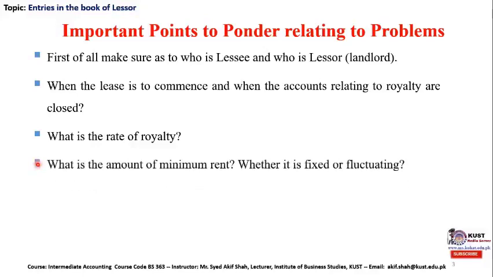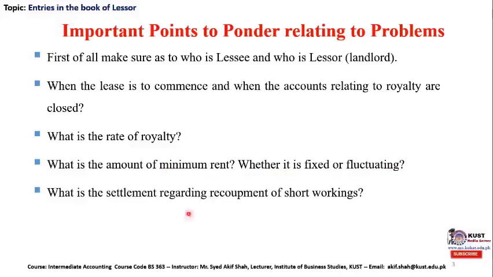Fourth, what is the amount of minimum rent? It is very important to know the minimum rent decided between the lessor and lessee, because this helps the lessor to know about the short working, as well as the lessee to know about the short working, what the lessee is supposed to pay to the landlord. Also, one should clearly understand whether this minimum rent is fixed or fluctuating.